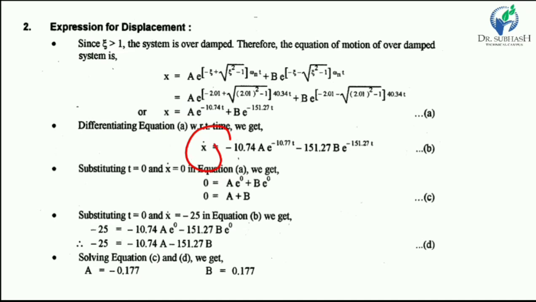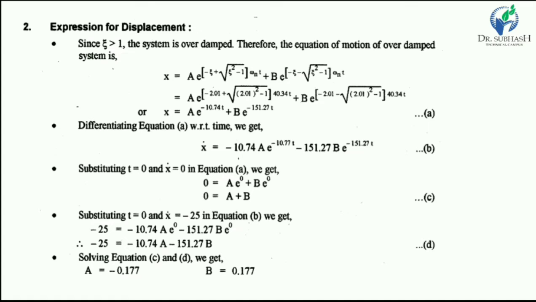x dot is defined by dx by dt, so it is the velocity. Now a is a constant, so the derivative of e raised to x is e raised to x times the derivative of the exponent, and the differentiation with respect to time t gives 1, leaving only the coefficient. Similarly for the second term, e raised to x, and the differentiation of the exponent leaves only the coefficient, since the differentiation of t is 1.